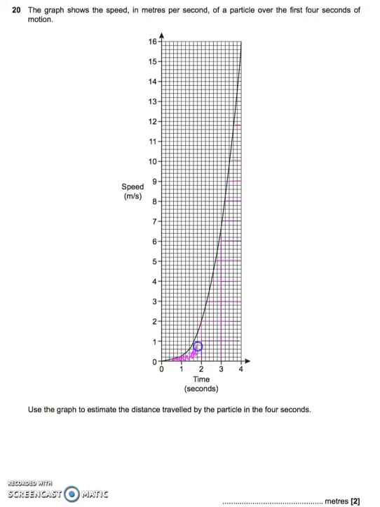If I just shade that in, we can count that as 1 square, 2 squares, 3 squares, 4, 5, 6, 7. I'm going to call that 8, 9, 10, 11, 12, 13, and then 14 would be that one and that one, 15 and that one and that one, and then this one could be 16. Let's say 16 meters as our final answer, as our rough estimate as to the distance travelled by the particle in 4 seconds. Work out the area under the curve.